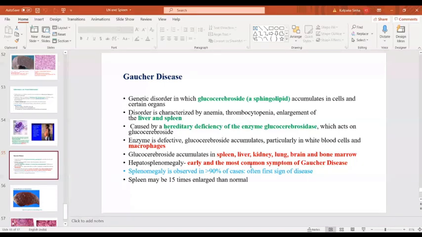So all this process I showed you. The macrophages get infected, and whatever the cause, the parasite or the substances, they get deposited in the macrophages. The pathogenesis is that macrophages come to engulf this material which is foreign to the organ, and there is a resultant enlargement of the organ. So this cerebroside accumulates in liver, spleen, and kidney. Multiple internal organs can be involved in this disease, and hepatosplenomegaly is the earliest and most common symptom of Gaucher's disease. In 90% of cases, the patient presents with splenomegaly, and the spleen can be enlarged as much as 15 times the normal size.